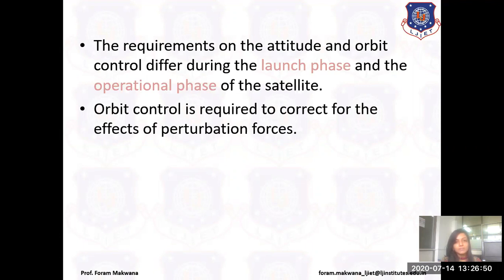The main reason is, as we are offering attitude and the orbit control during a launching phase as well as in the operational phase of the satellite in such a way that to correct the specific orientation of satellite as well as to make sure its orbit should be stationary. Okay, so orbit control is required to correct for the effect of perturbation forces. This perturbation force effects from sun, moon, as well as the gravitational force of the earth, right?